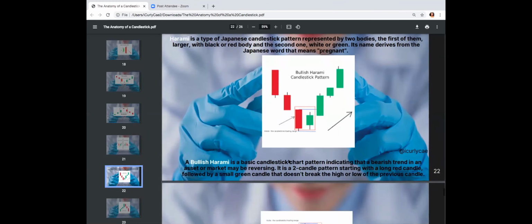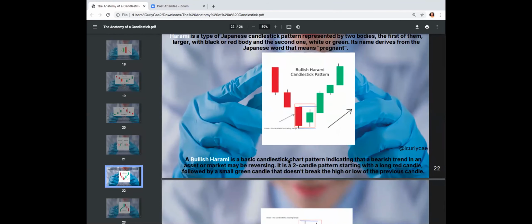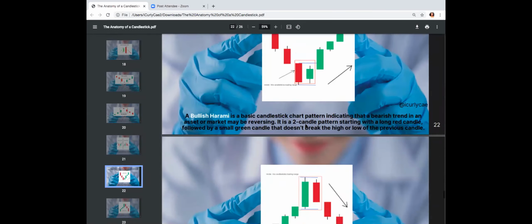A bullish harami is a basic candlestick chart pattern indicating that a bearish trend in an asset or market may be reversing. It is a two candle pattern starting with a long red candle, followed by a small green candle that does not break the high or the low of the previous candle.